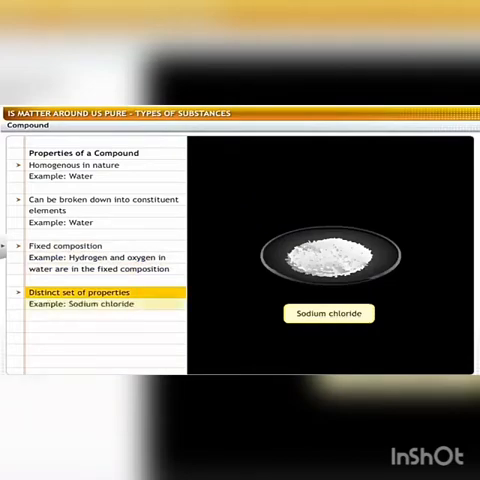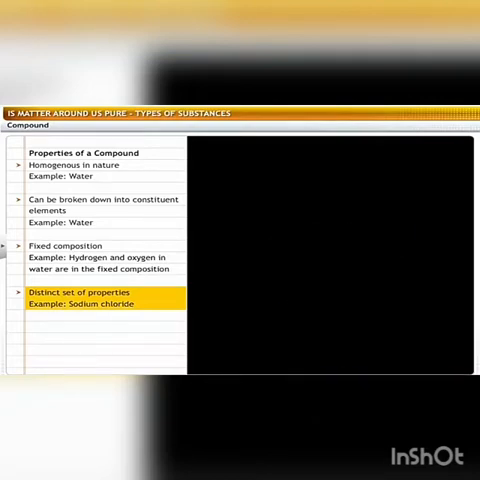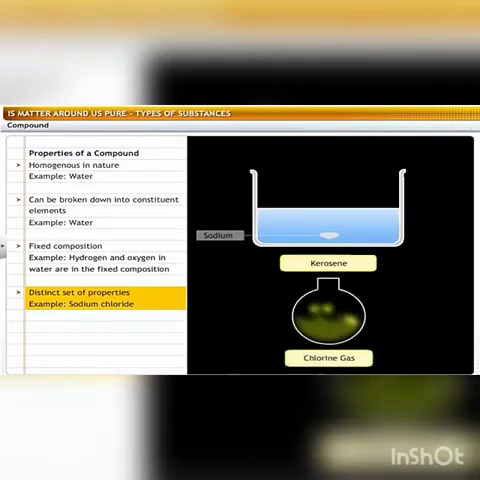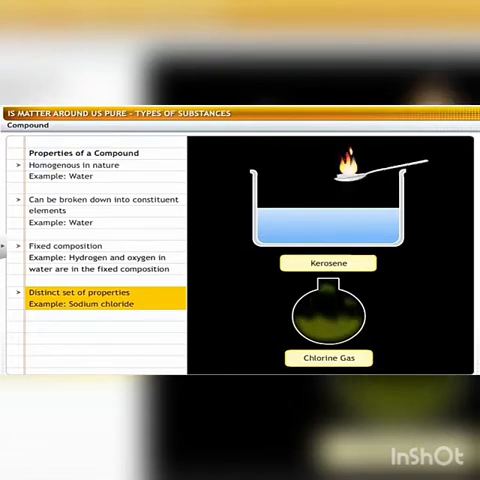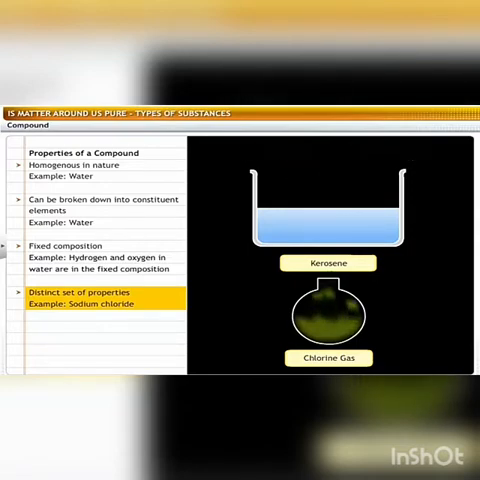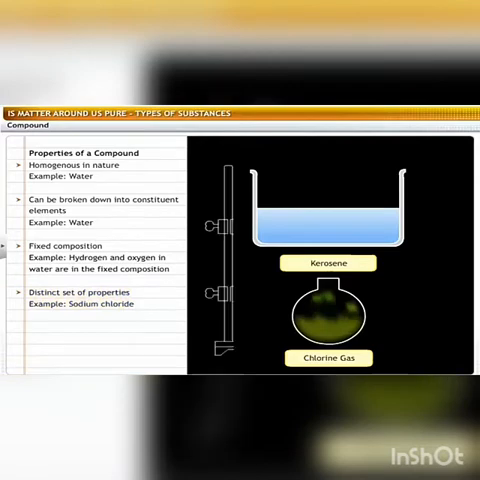For example, sodium chloride, table salt, is a harmless substance which is a white crystalline solid. On the other hand, its constituents, sodium, is a greyish-white solid, and chlorine is a greenish-yellow gas that are potentially dangerous. Sodium is a highly reactive metal which catches fire when exposed to air, and chlorine is highly poisonous. From this we can say that compounds exhibit a distinct set of properties.